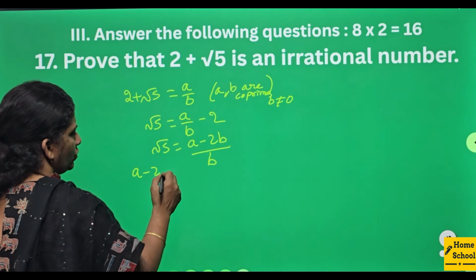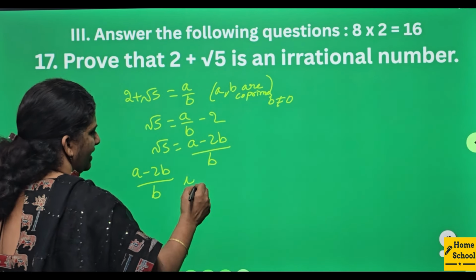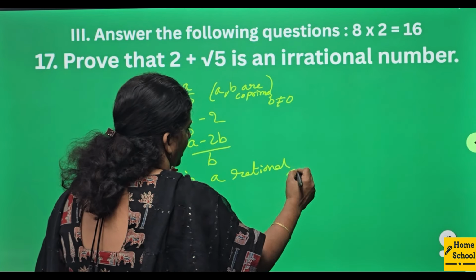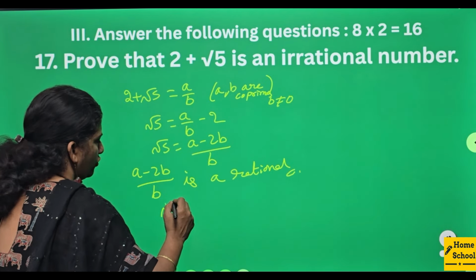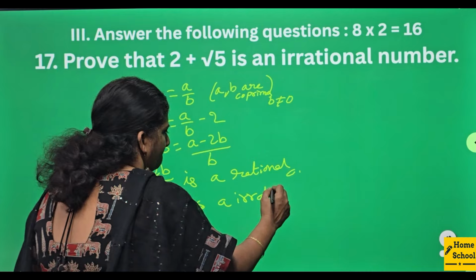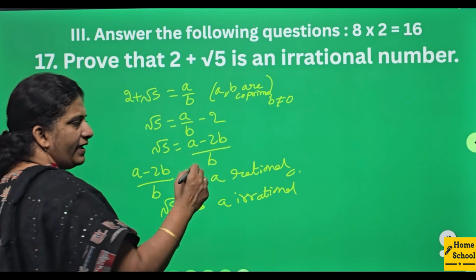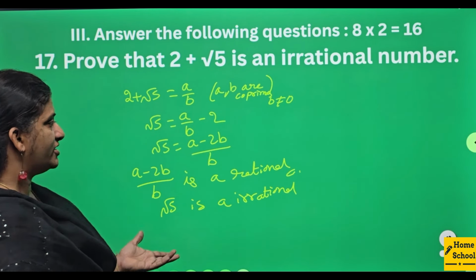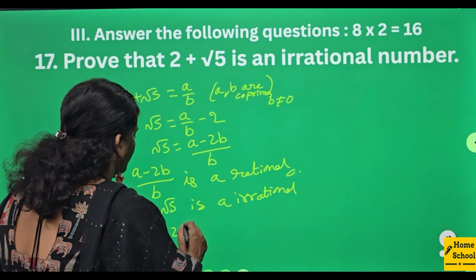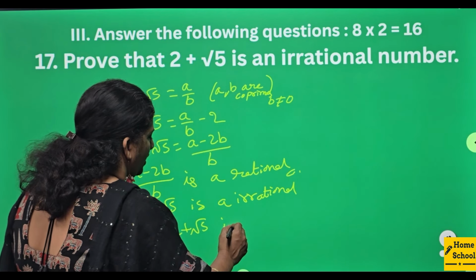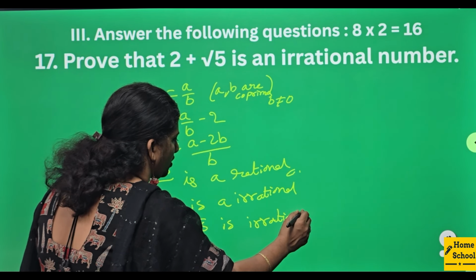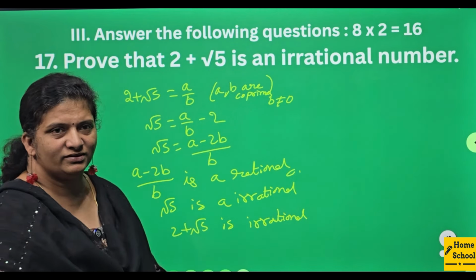A minus 2b by b is a rational number, right? Whereas root 5 is an irrational number. Therefore, both cannot be equal. My assumption is wrong. And say that 2 plus root 5 is irrational. It cannot be rational. Okay, hence it is proved.